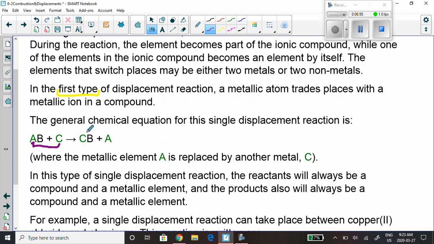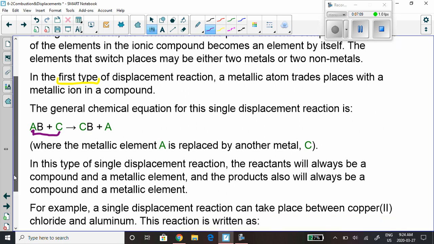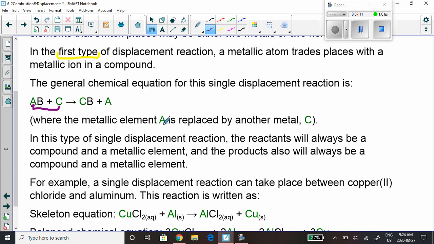So now it's CB plus A. The A metal, which was in a compound, now is all by itself as a metal element. It's been replaced by C metal in the compound. So that's what I wrote down here, where the metallic element A is replaced by another metal C.